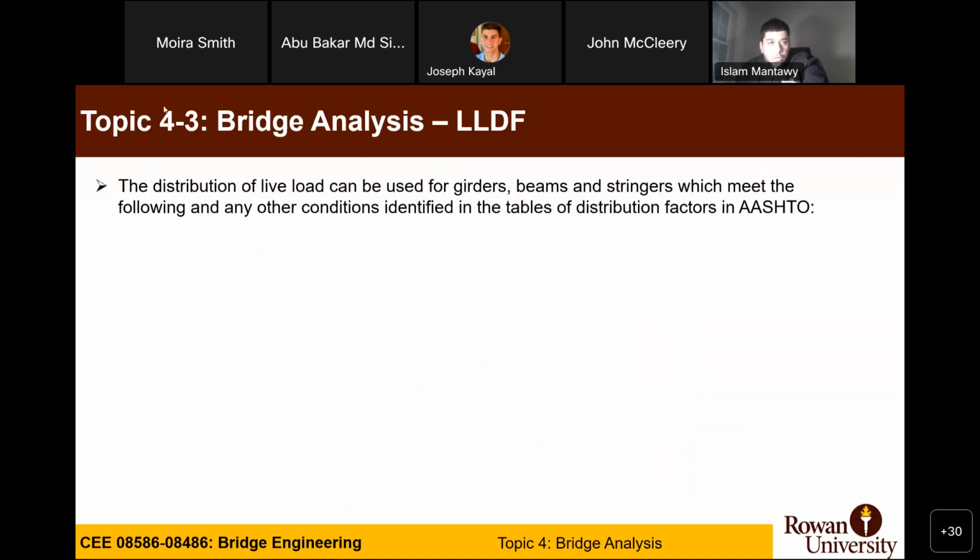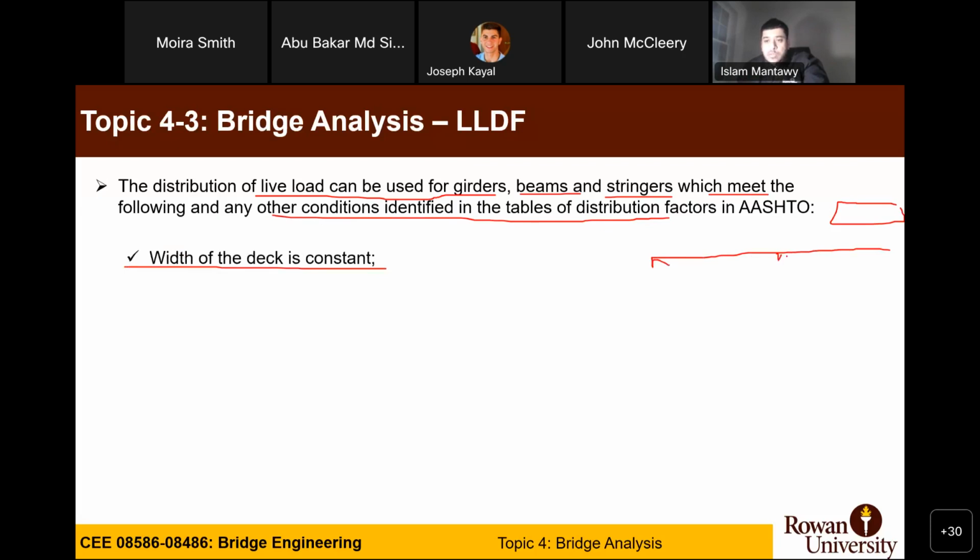So let's go through the assumptions of these tables. The distribution of live load can be used for girders, beams, and stringers which meet the following conditions. The table has applicability ranges for numbers, but it was based on those assumptions. The first one: the bridge width is always constant. So if you have a bridge, maybe a 2-span bridge, in every cross section the width should be the same. So the assumption of this equation is that the width is constant.